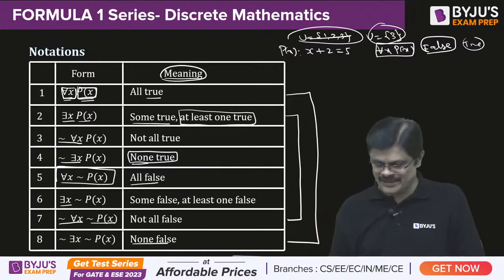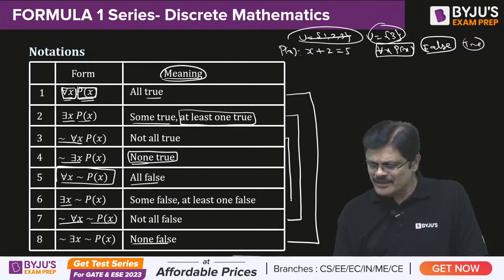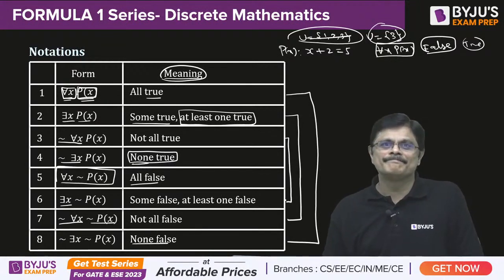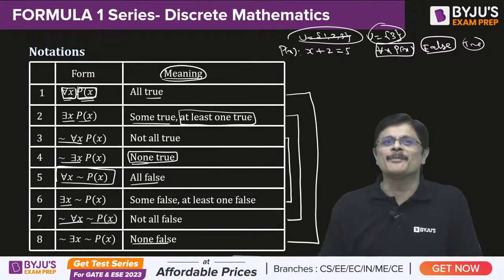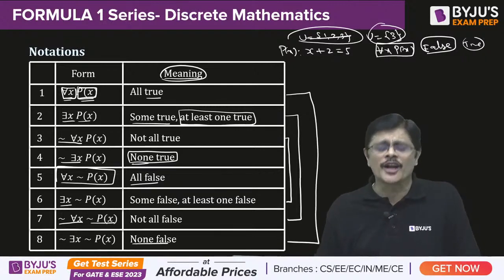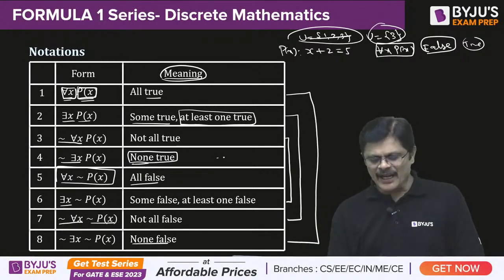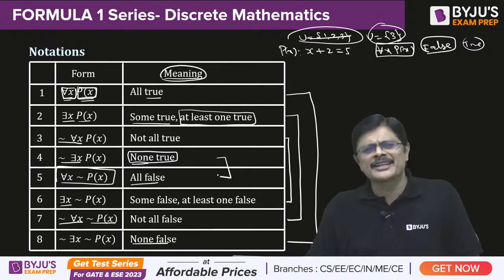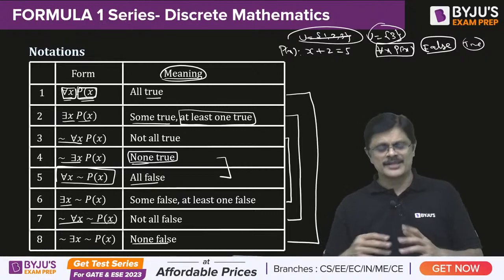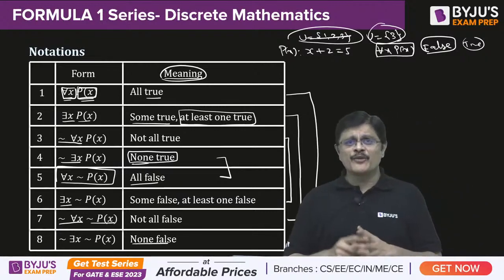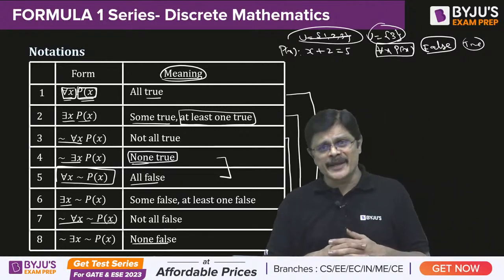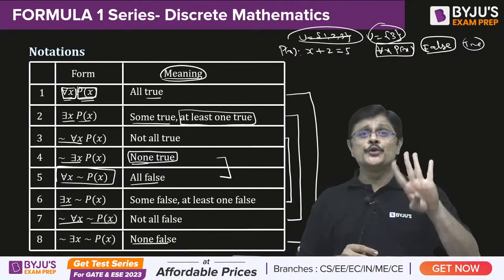They are equivalent. Similarly, not all true means there is someone, there is some idiot. That is it. Not all true means at least someone is a bad fellow. And none true means everything is false. None true is everything is false. So by understanding the meaning, we can also find the relation between these meanings, and we found 4 new equivalences.